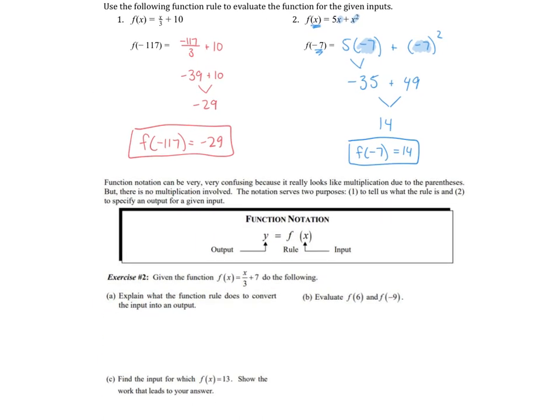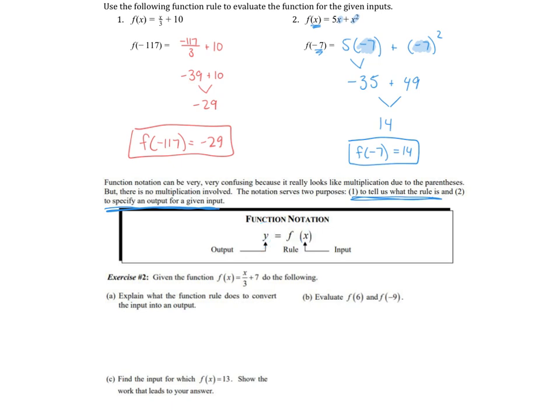All right, so I already kind of mentioned this, but function notation can be very confusing, right? Because it looks like it's multiplication due to the parentheses, but there's no multiplication involved. This notation serves two purposes. It tells us what the rule is, that's purpose one. And it also is to specify an output for a given input. So our output is y, our input is going to be x, and our function notation is always going to look like this: y equals f of x.